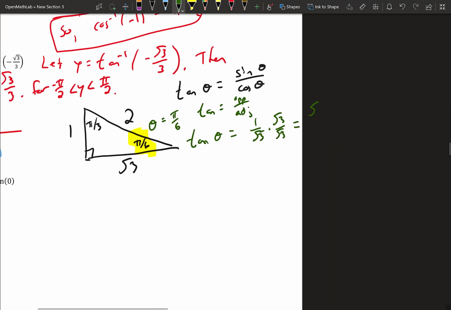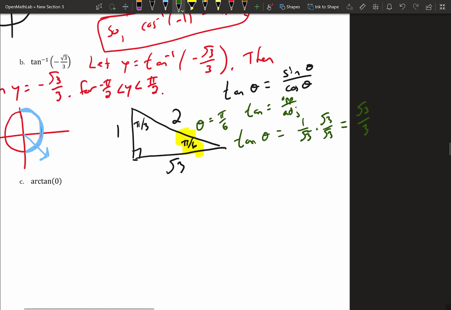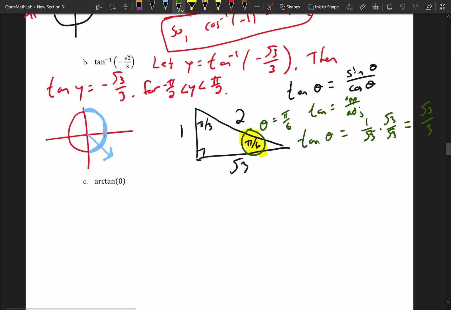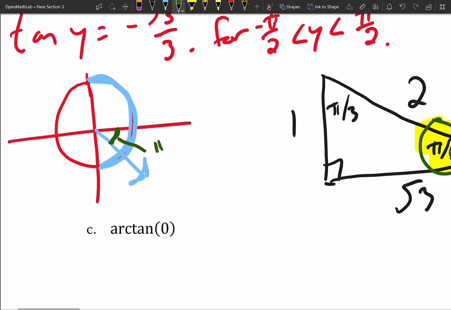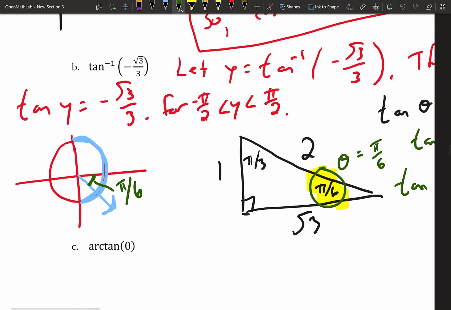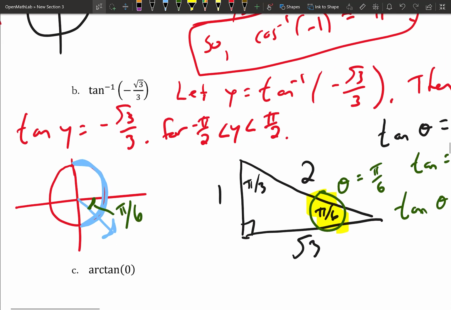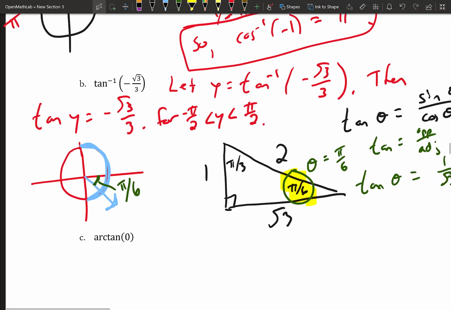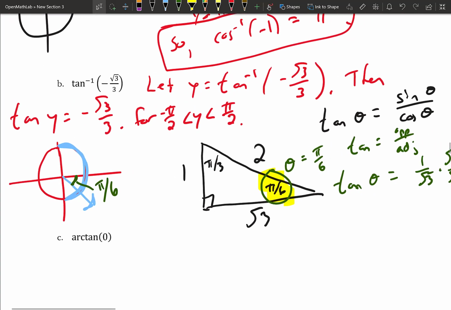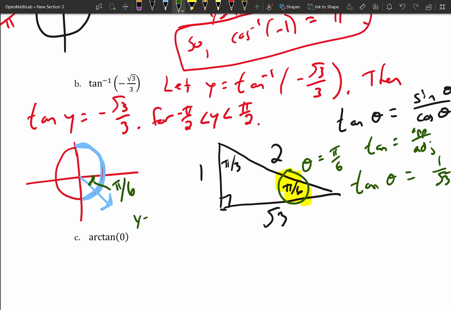So really, what we need is pi/6, right? So in other words, this angle here is pi/6, so that's kind of like the reference angle. So we're going minus pi/6, right? So in other words, the y value is equal to -pi/6. So then what that tells me is that this guy equals -pi/6.